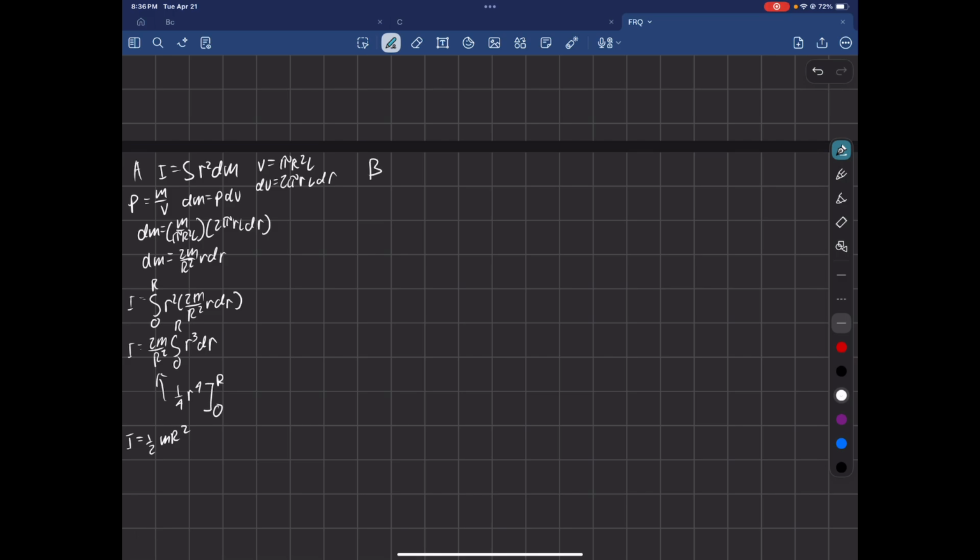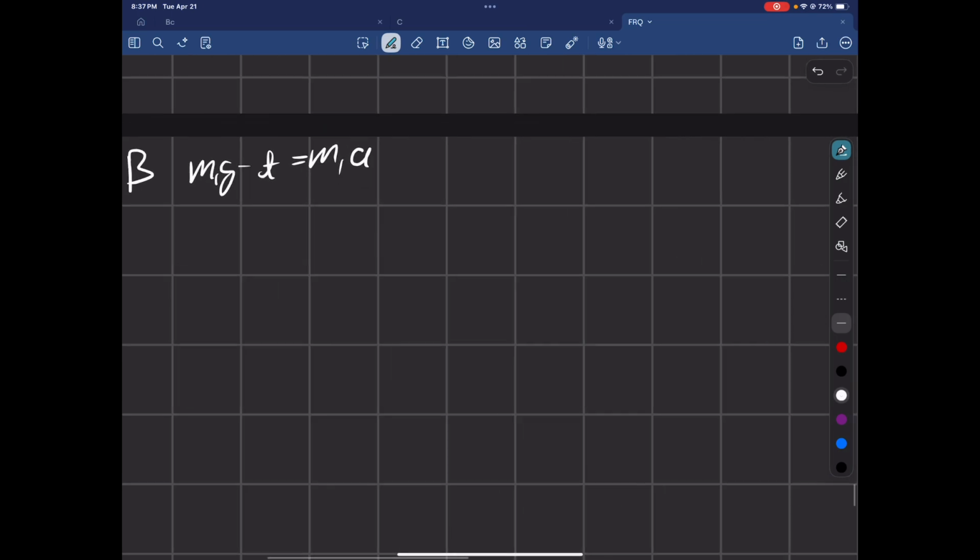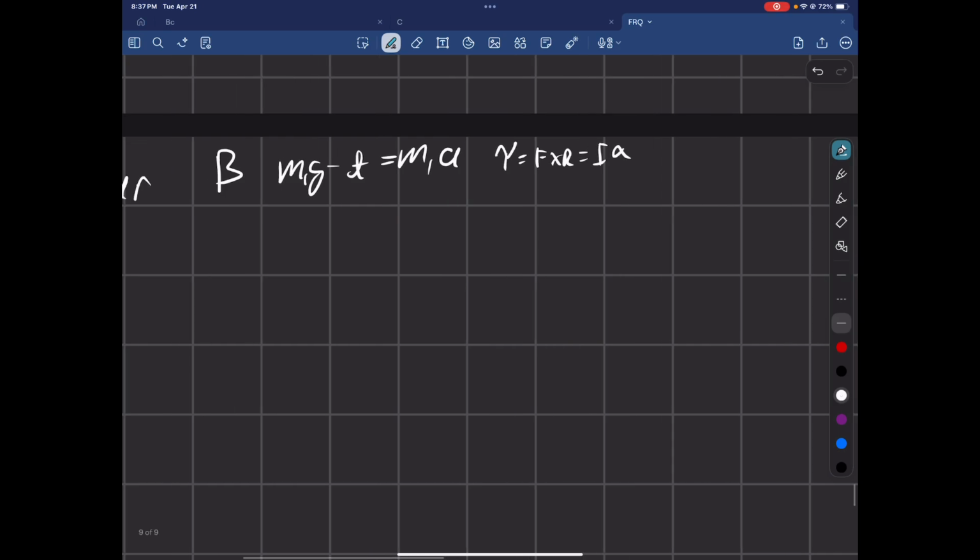For part B, we're asked to find the angular acceleration. Since the block is pulling the system down, the force would look something like mg minus the tension. Torque is equal to F cross R, which is also equal to I alpha, since both equations are equal to each other. And in this case, the force on the system would be the tension. So TR is equal to I alpha.